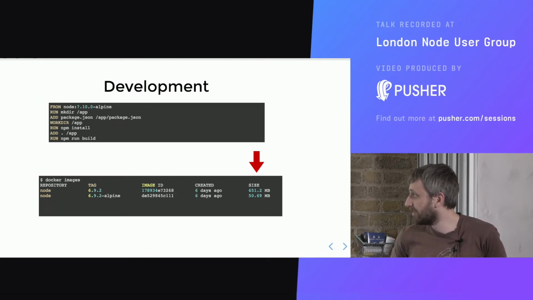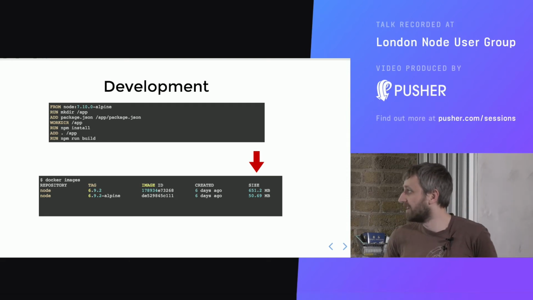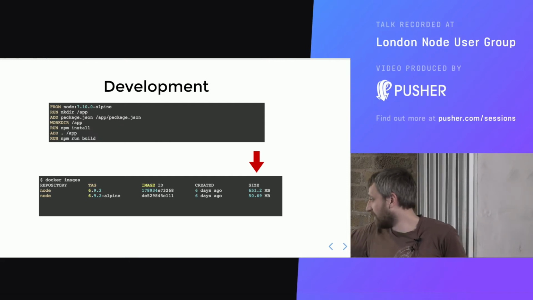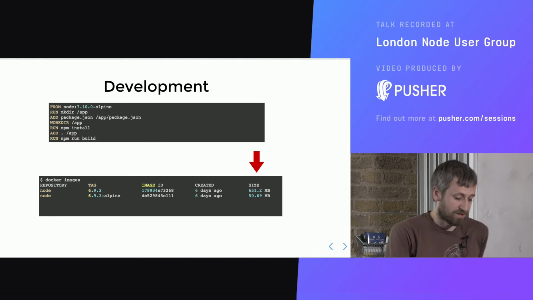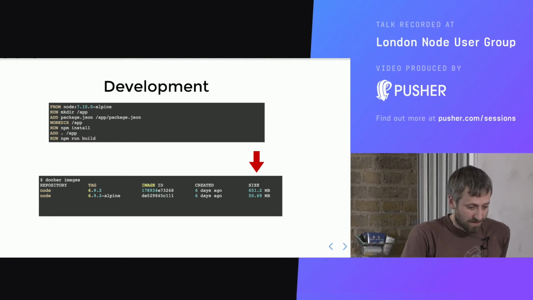If you're not familiar with Alpine, it's a very lightweight Linux distribution. The default node.js Docker image is based on Debian. As you can see, it's quite a lot larger. You're going to have to wait a lot longer to download it than to download Alpine. So I recommend basing it on something like that.